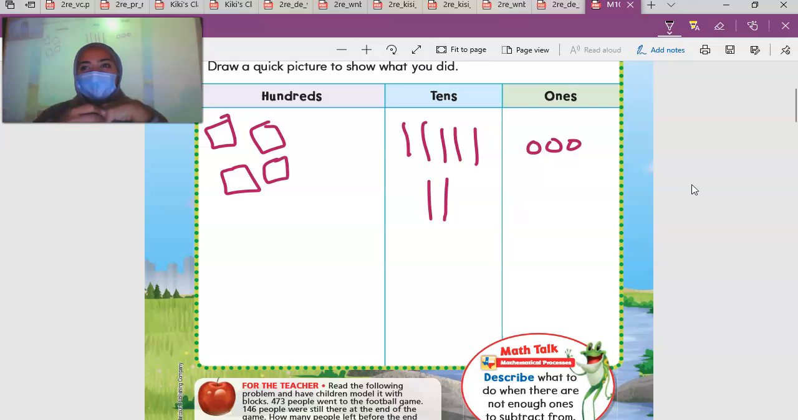When I take away, I have to take away from the ones place. 146, I'm going to write that here, has how many ones? 6 ones. Can I take 6 away here? No, there's only 3, so I have to break a 10, and now I can add 10 ones here. Make sure you're doing this with me, please.